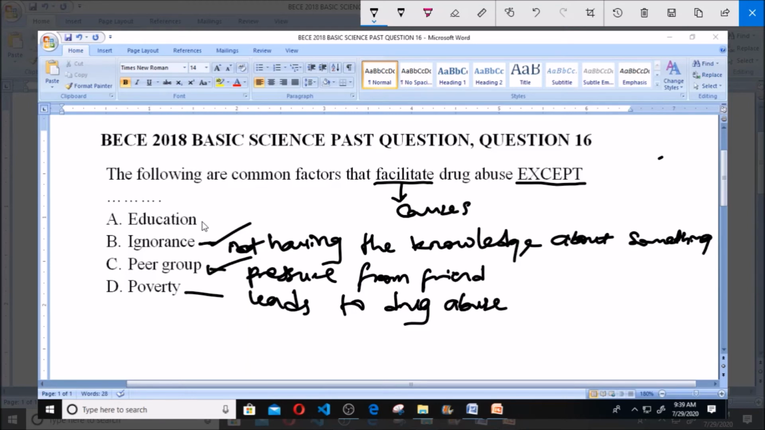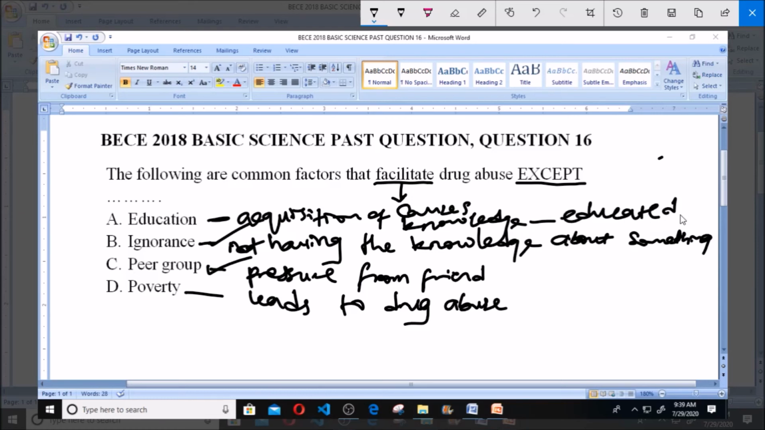Now A here says what? Education. Education simply means the act of acquiring knowledge, that's acquisition of knowledge. So now when you have knowledge about drug abuse, that is, now when you are educated, you know the danger of drug abuse, you know the side effects of abusing drugs, and definitely you will not even participate in this drug abuse or engage yourself in it. So you see that education will not facilitate drug abuse. Instead, education will help to limit the abuse of drugs.